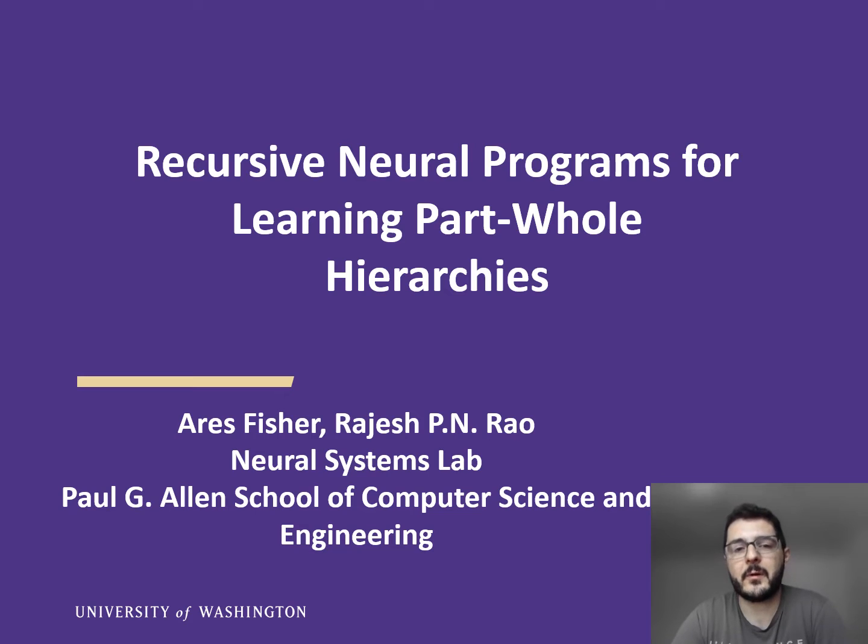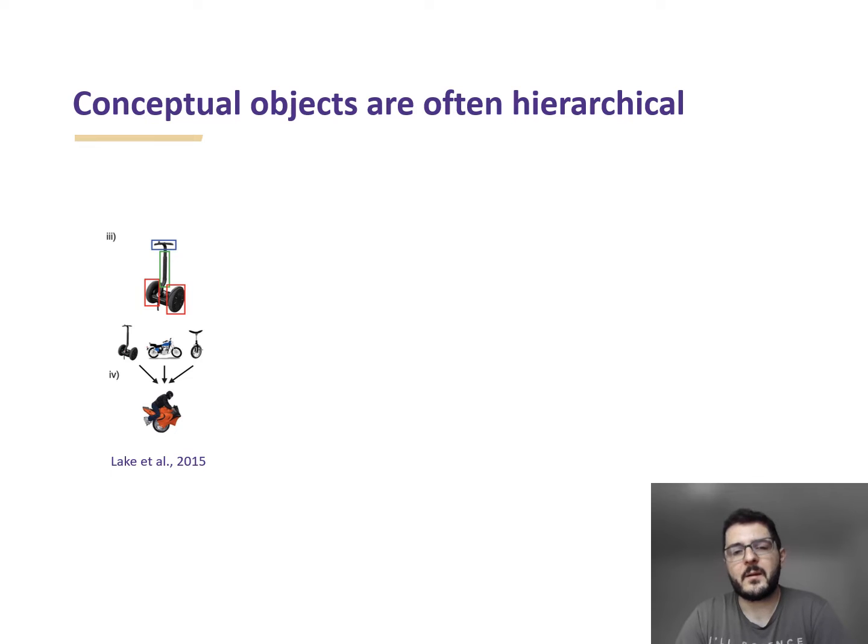Today I'll be talking about recursive neural programs, a generative model for parsing objects and scenes into part-whole hierarchies. Human vision involves generating conceptual objects and relationships between them. A key feature of animal intelligence is the ability to synthesize new objects hierarchically using existing primitives and relationships.